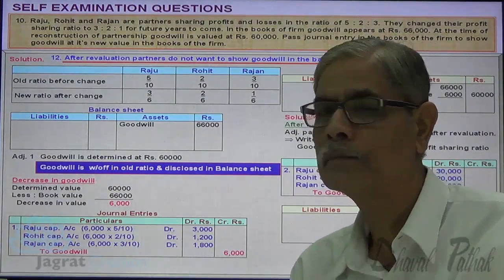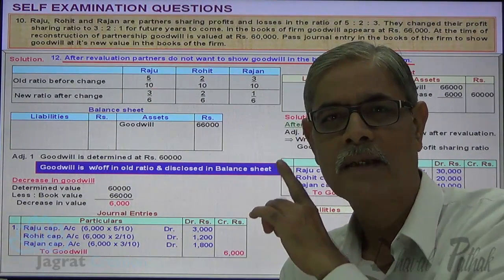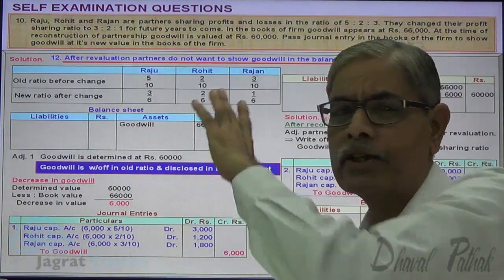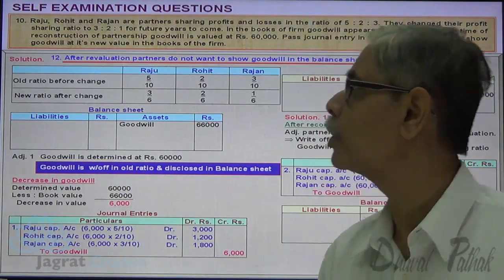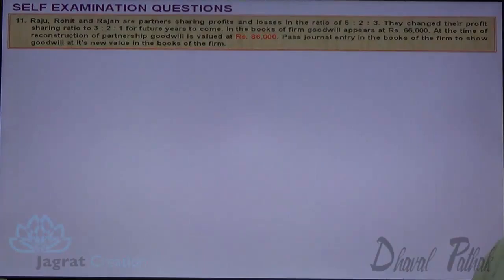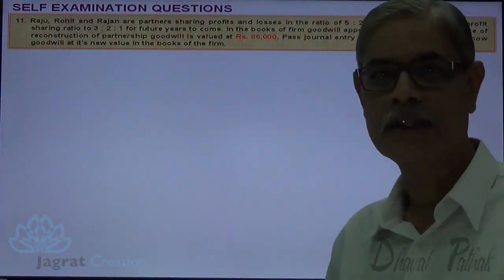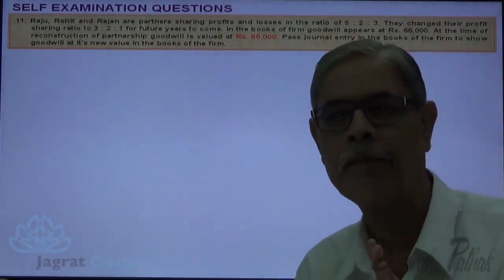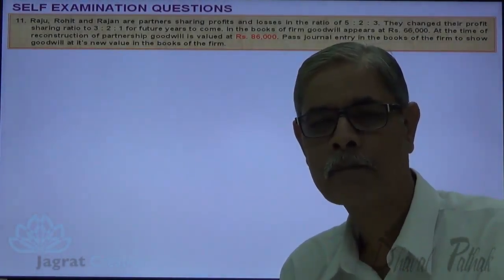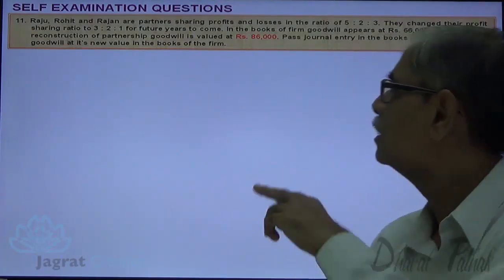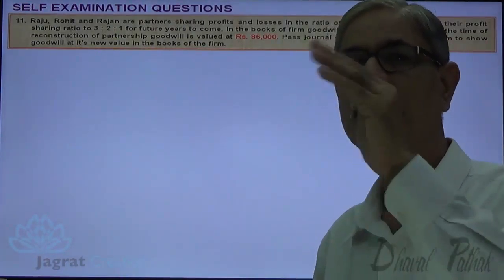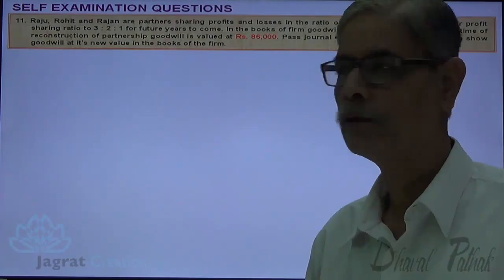Now here we have solved question number 10 and question number 12. Now in question number 11, the sum is the same with one change. Now book value was 66,000, just observe. I have demonstrated this value 86,000 in red color. This is a change in the sum. Accept that everything else is the same. So book value was how much? 66,000. What is the new value? 86,000. Increase in value of goodwill. That's a change. Observe it.